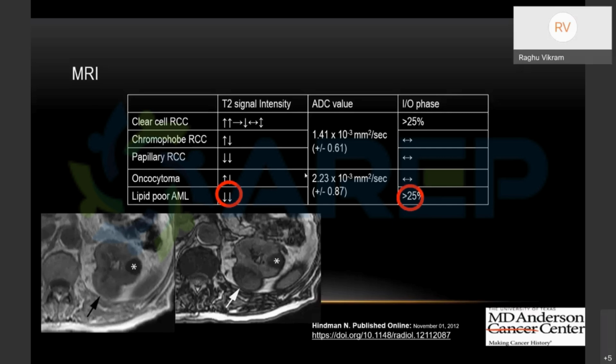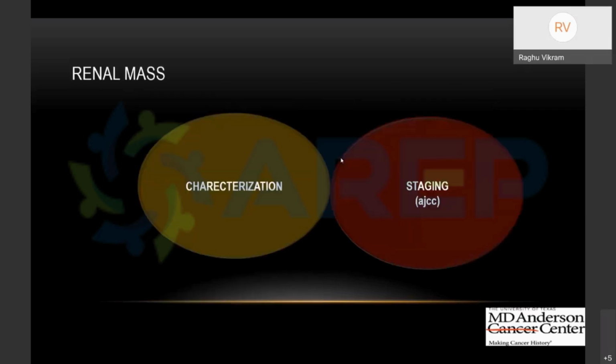And also you have ADC values. The benign lesions are not very restrictive versus that of the renal cell carcinomas. And we generally don't measure the ADC value and report it as such. So now we have come to renal mass characterization, and I'm sorry, it's a very fast overview.